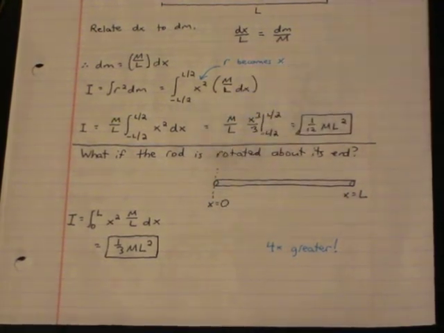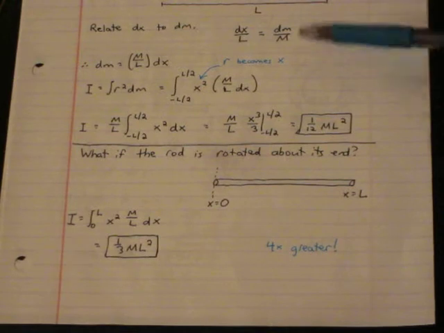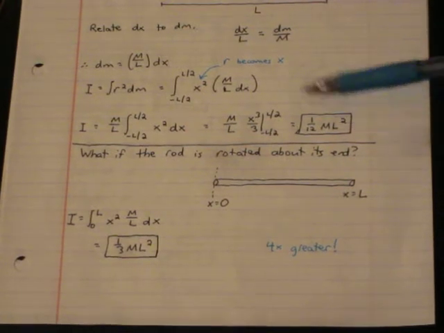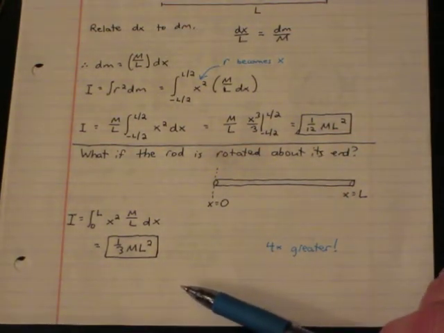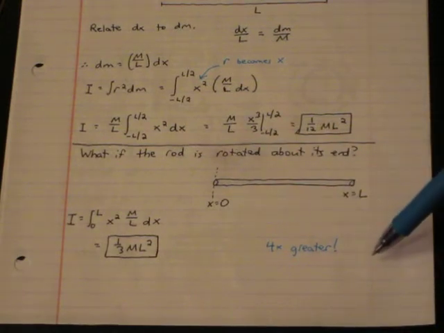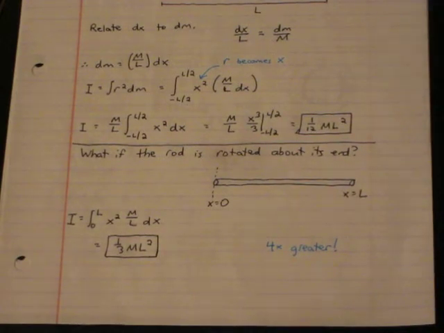Now, when we rotated the rod through its center, it was 1/12 mL squared. When we rotate it about its endpoint, it's 1/3 mL squared, which means it's 4 times greater than when we rotated it about its center. Remember, we saw in a previous example that something is going to have the lowest moment of inertia when you rotate it about its center of mass. Well, here we see we're as far from the center of mass as we can get without leaving the object, and it's 4 times greater.